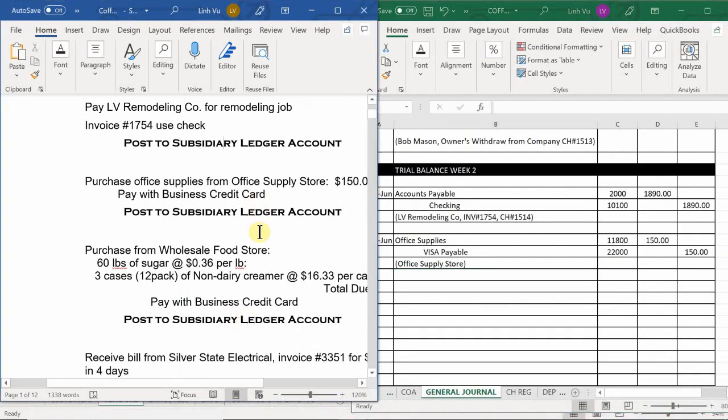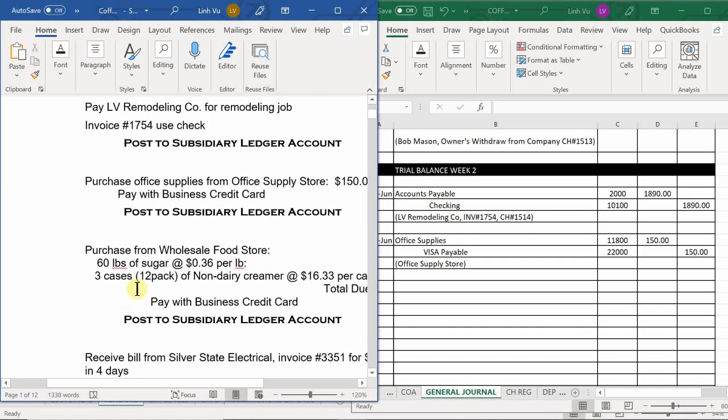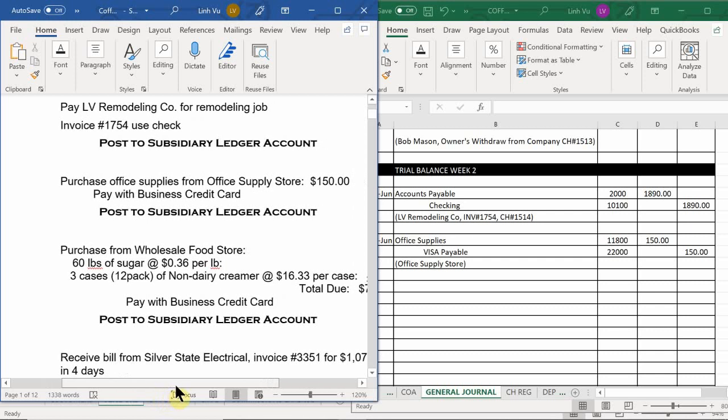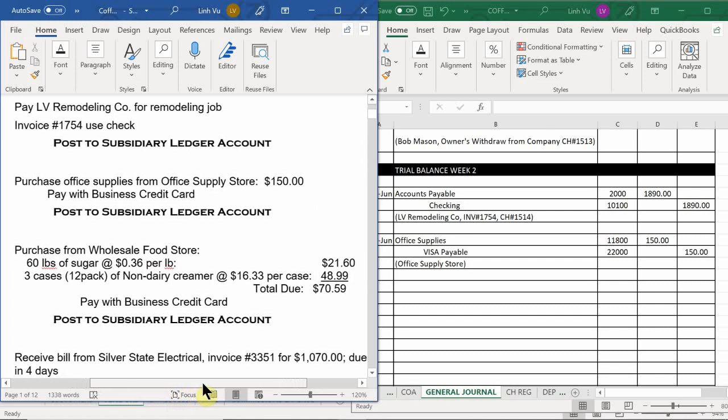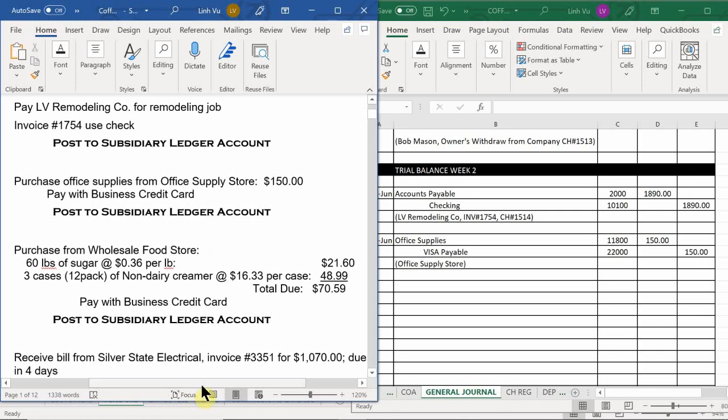So now we're going to the wholesale food store, and we buy 60 pounds of sugar for 0.36 per pound. Now we have to create inventory, or do we? In this case, do we consider sugar and creamer as inventory? Do we need to actually keep a close track of these items? It's part of the stuff that you use for your coffee, no? Supposed to? Yes, but do we have to have a means to keep track of it?